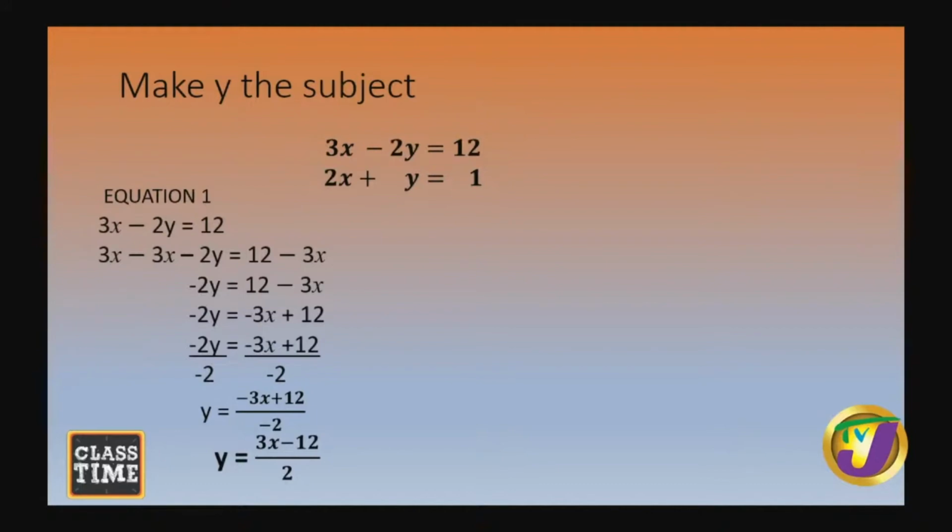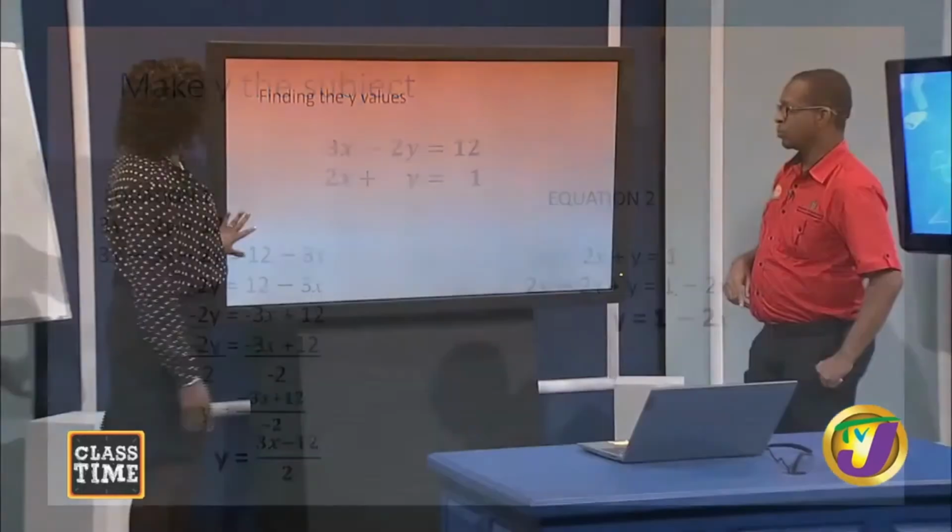Let us turn to equation 2. This one looks a little bit easier. Starting off, we have 2x plus y equal 1. We can transpose by subtracting 2x from both sides, and we are left with y is equal to 1 minus 2x. We can tidy this up a little bit better by moving around the terms, but we didn't need to move that.